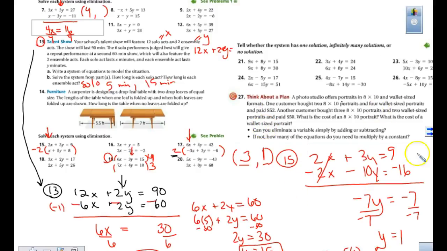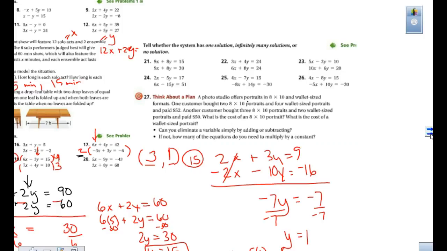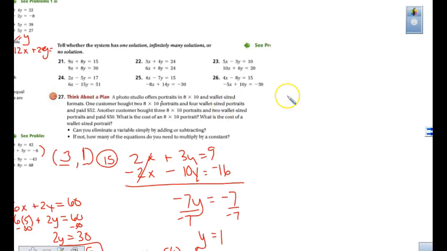So 23 is our last one. And as you look at number 23, which variable do you want to eliminate, AJ? The y. The y's have opposite signs. It makes sense to eliminate it. To eliminate the y's, I'm going to multiply AJ by what? By 2. So my new equation is going to be 10x minus 6y equals 20. Second equation, 10x plus 6y is still equal to 20. Nothing changed in the second one, okay?